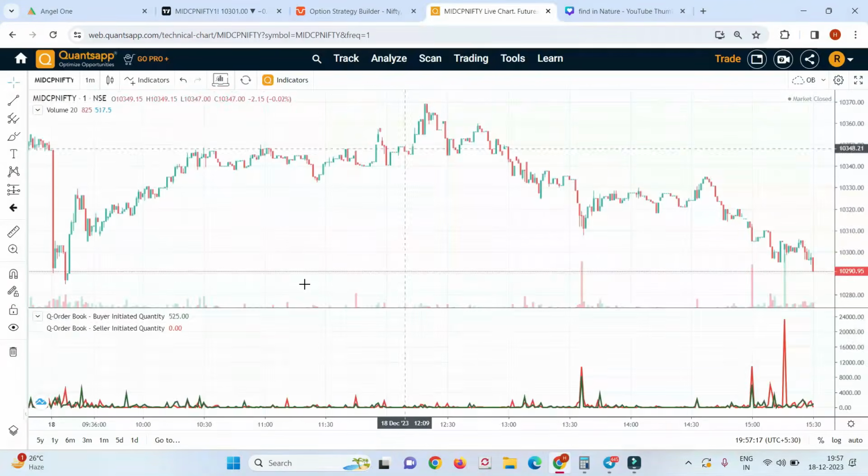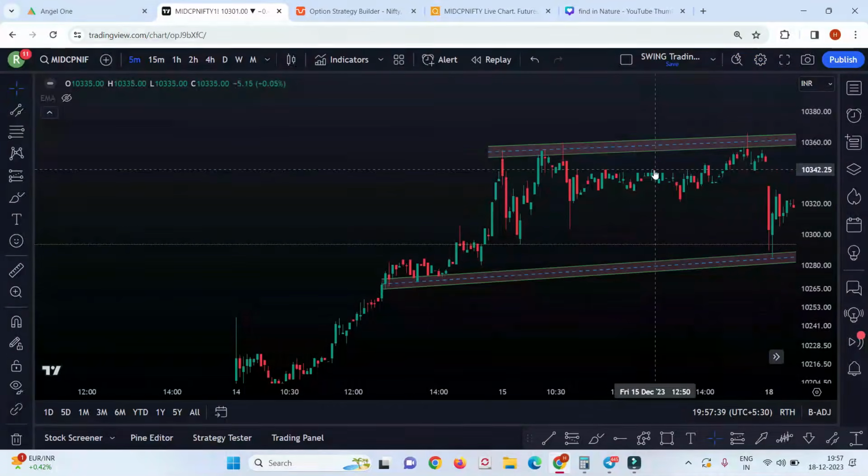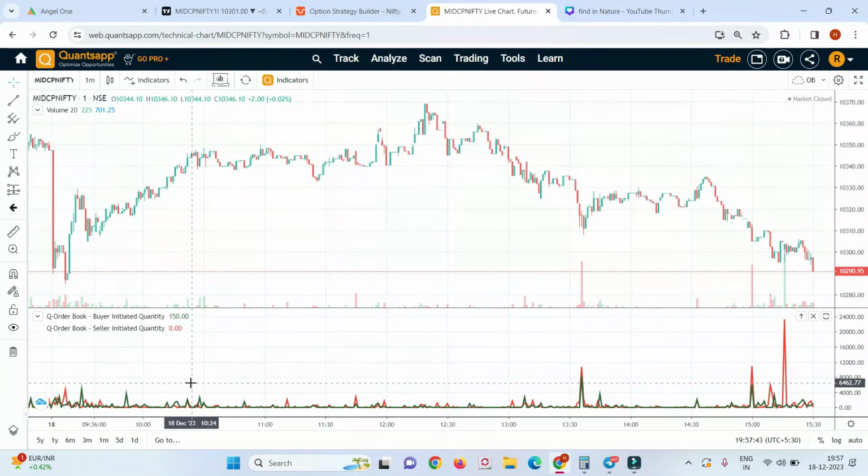So keep an eye, guys. Whenever I see this tower, the green is huge. 950, still the buyers are aggressive. Check the buyer initiated quantity. Even if you look at this, unless and until I see the seller initiated order getting increased, I will not exit from the trade. I'm taking the help of this price action. Also, I'm taking the help of this tool. This is the way you have to combine.